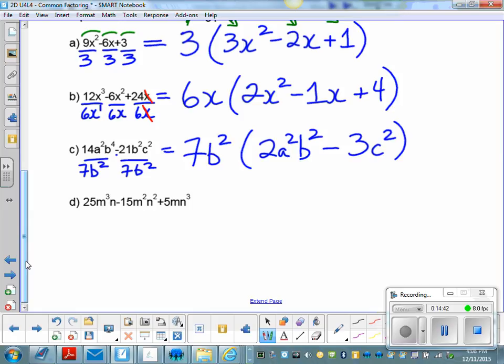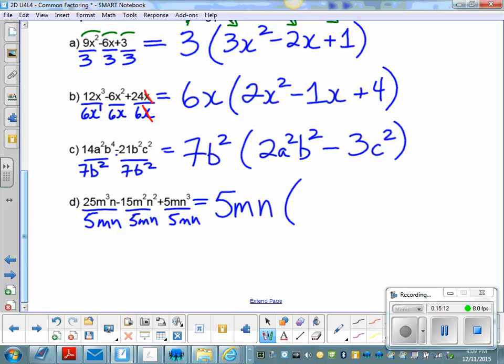Last one here of these guys. Common factor is going to be 5. Every term has an m in it. m to the exponent 1 is our smallest exponent there, so it's just m. And then for the n's, every term has an n, and the smallest exponent on that is 1. So now I'm going to divide each term by 5mn.